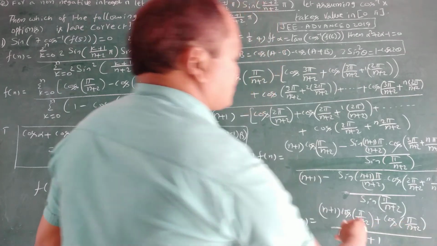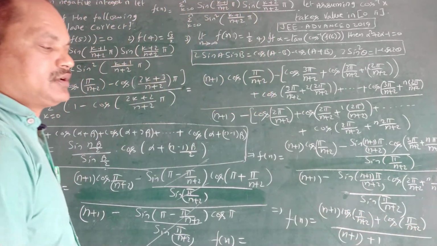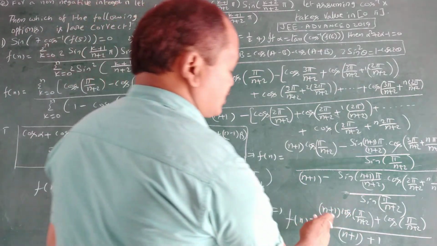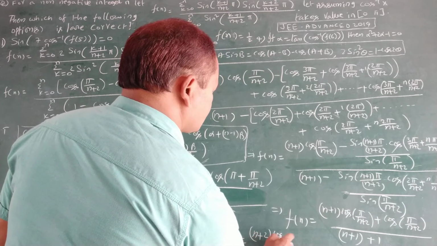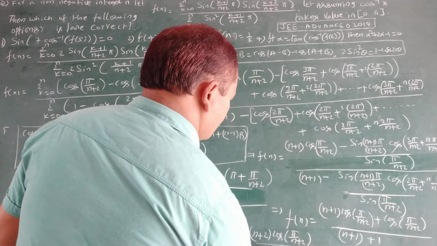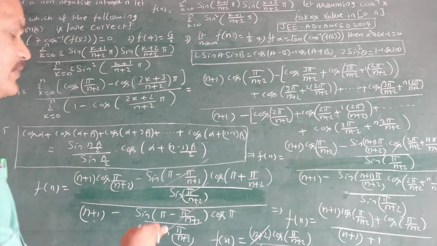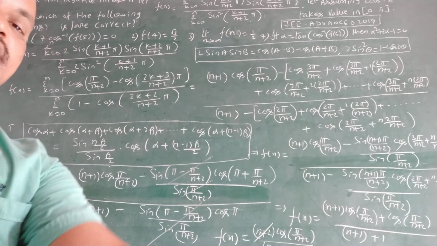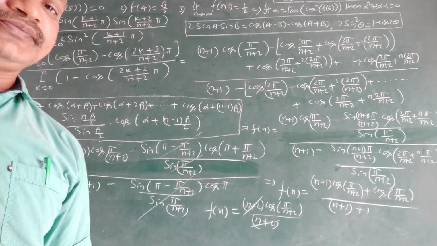take common cos pi by n plus 2 from this one, then cos pi by n plus 2 gets cancelled, in the denominator n plus 2, numerator n plus 2, since here it is n plus 2 cos pi by n plus 2 by n plus 2. Now these two get cancelled. That's why f of n is equal to cos pi by n plus 2.